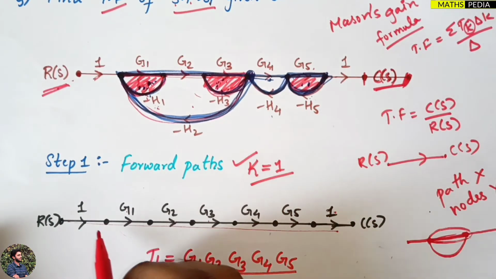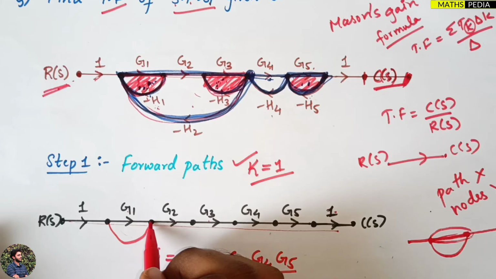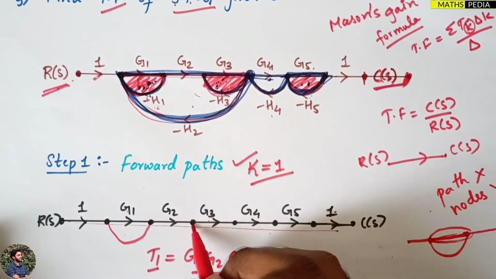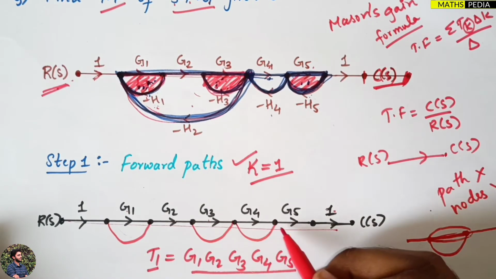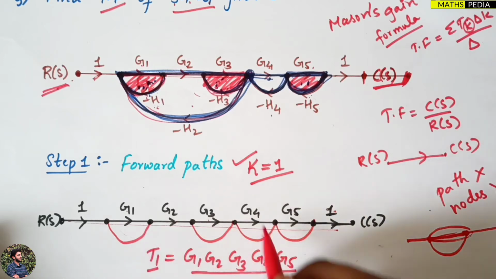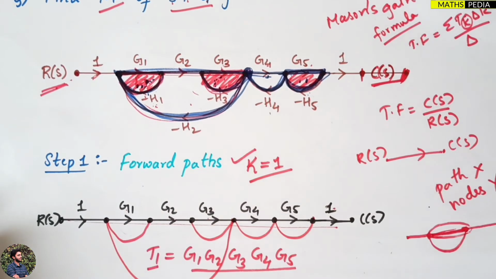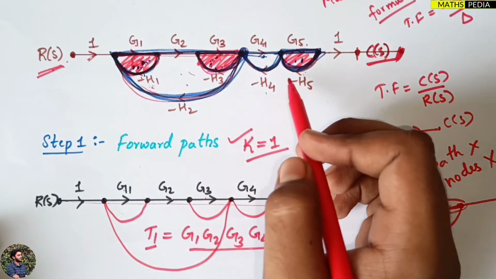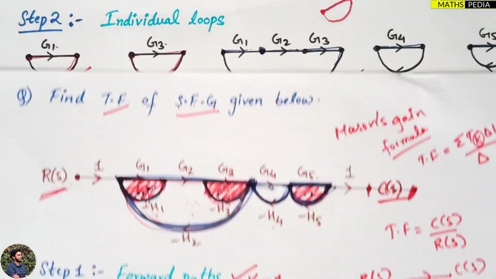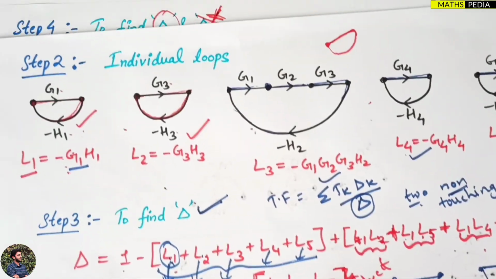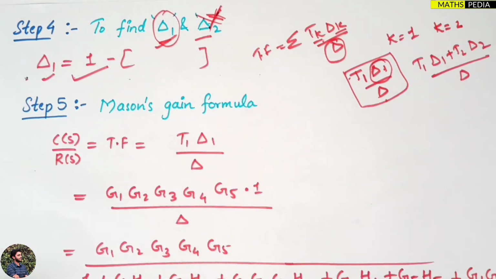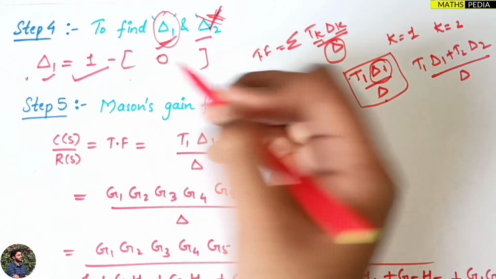If I try to draw all the loops, this is one loop, another loop is this one, then another loop, then another loop. All the 4 loops are touching, and the bigger loop is also touching. Right, the bigger loop is also touching. So I can say that there is no loop which is not touching which one? Forward path t1. So I can write this as 0.